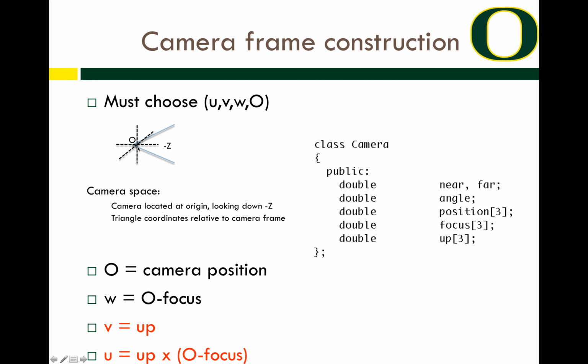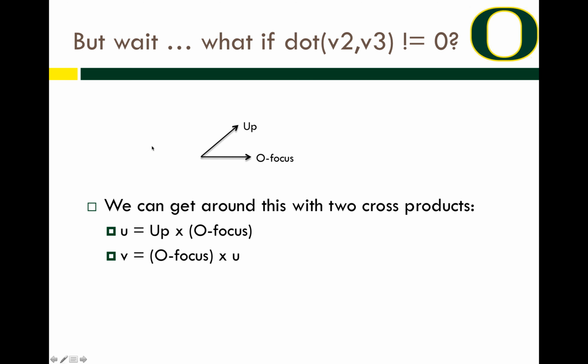And so what that would look like would be, in fact, that's probably my next slide, is that our direction of view and our up vector may not be perpendicular. And so here it's saying, what if their dot product is not 0? And of course, if the dot product is the cosine of the angle between them, then if they were perpendicular, then it should be 0.